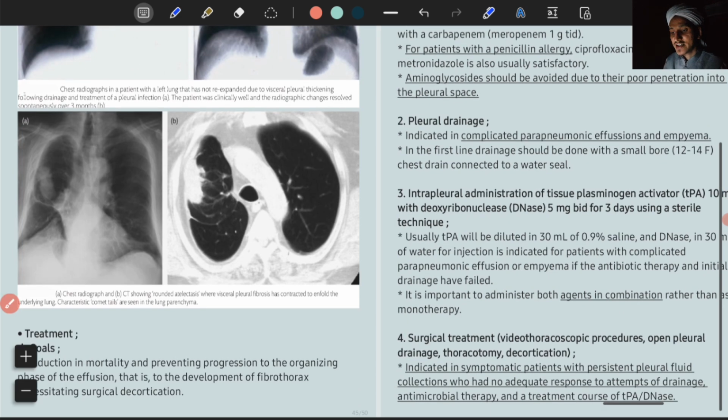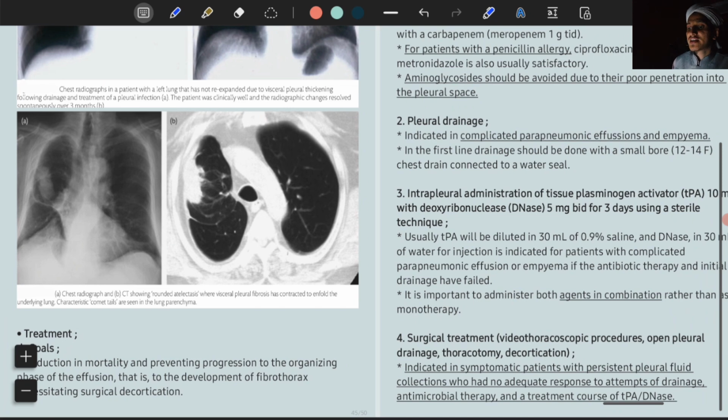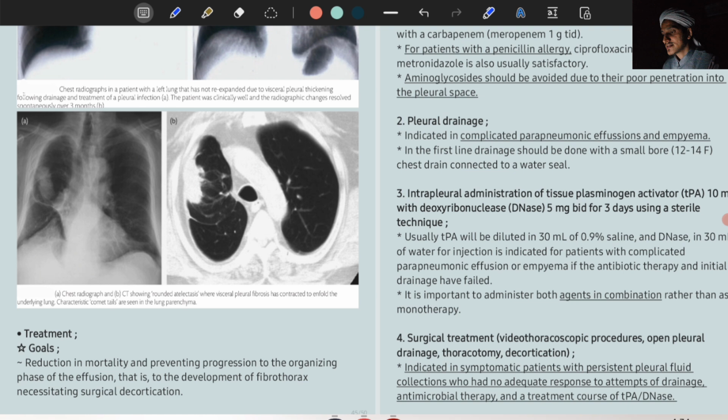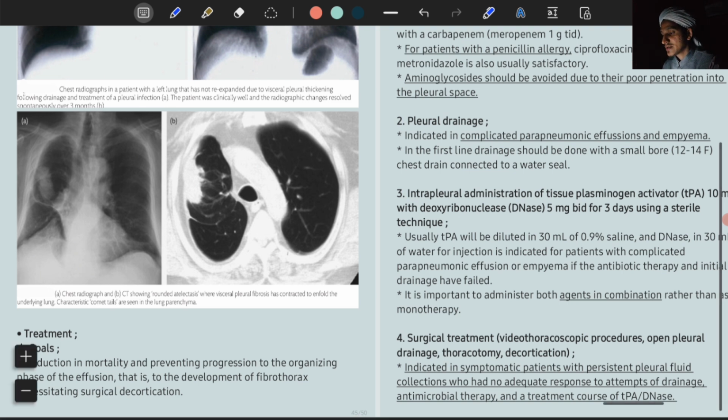Then what is the treatment for that? The goals of the treatment are to reduce mortality, because the mortality rate is very high in empyema patients, and if there is effusion due to bacteria, our goal is to prevent the progression to empyema and the development of fibrothorax, because fibrothorax will require surgical decortication. So remember the treatment which is given.